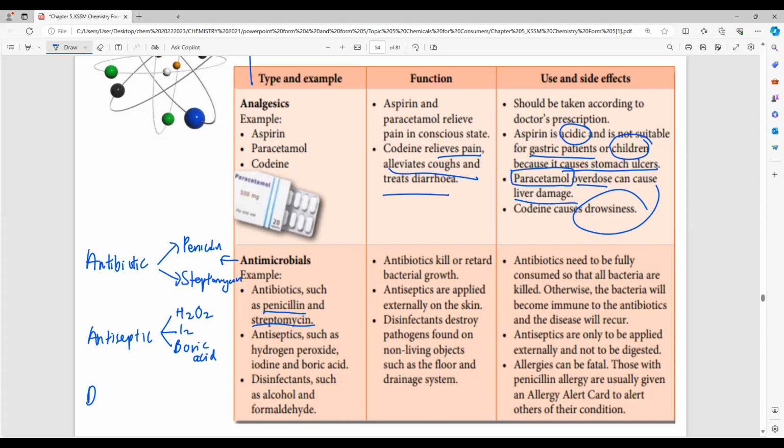Okay. Last one, disinfectant. Disinfectant is divided into A, F: alcohol and formaldehyde. So the alcohol you're drinking, you're drinking disinfectant.